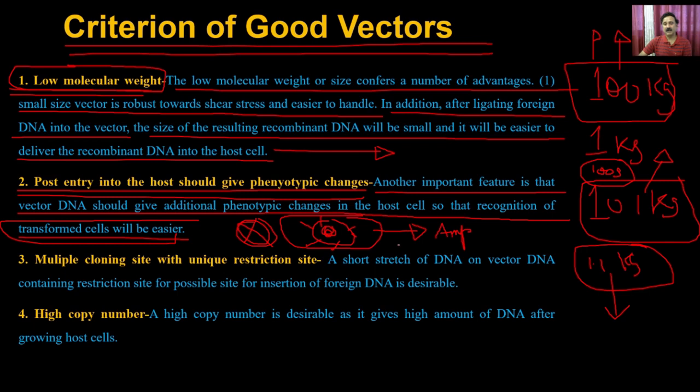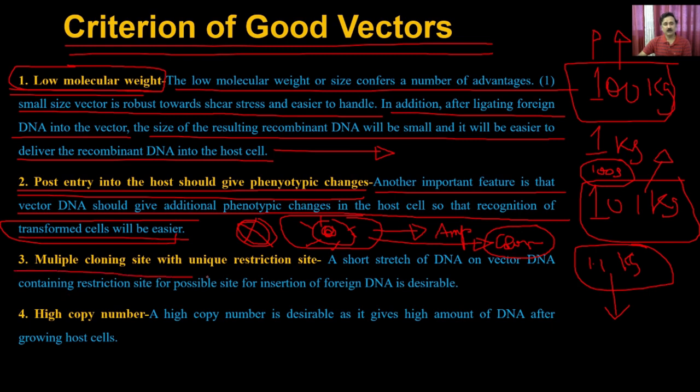For example, another criterion is that it may give some color. If it starts showing some color, I can easily see that the red color cells are the recombinant DNA containing cells, and the blue color cells are non-recombinant DNA containing cells, so they are useless. That actually makes the process very easy.